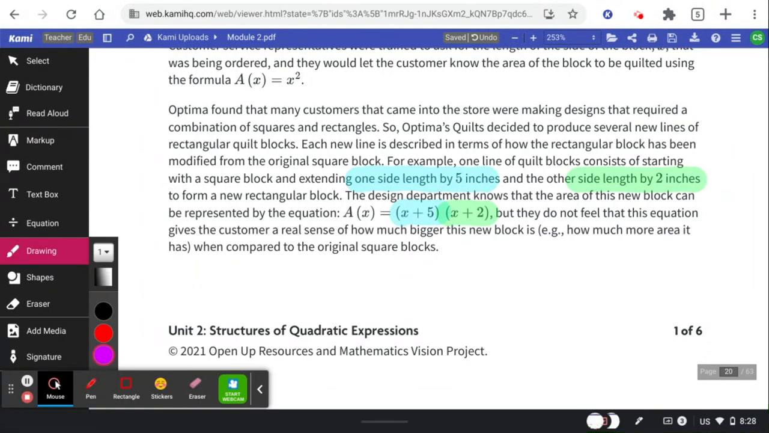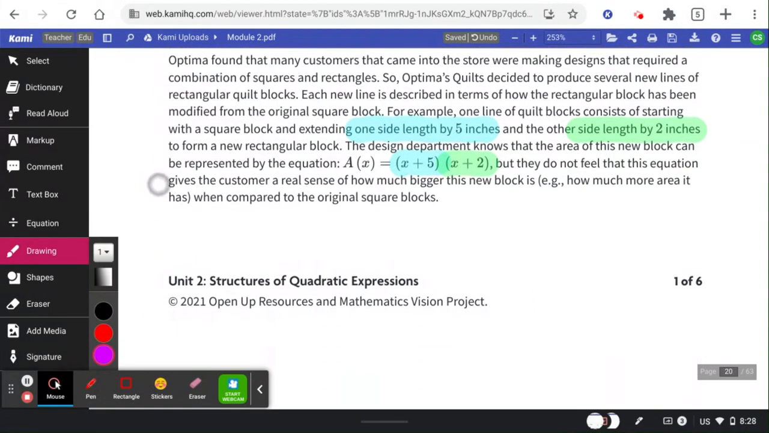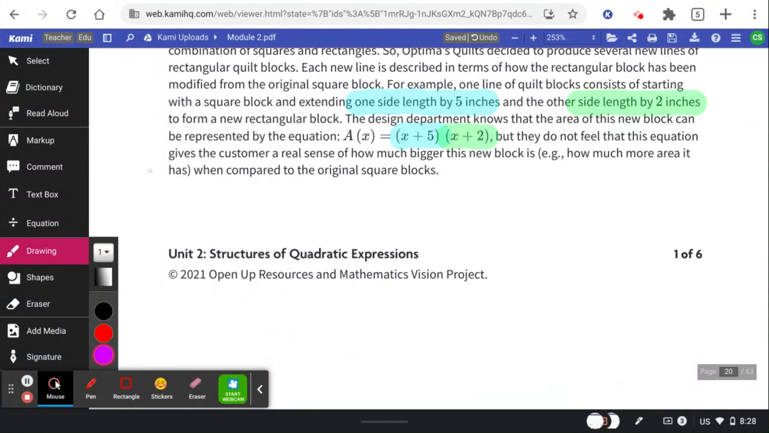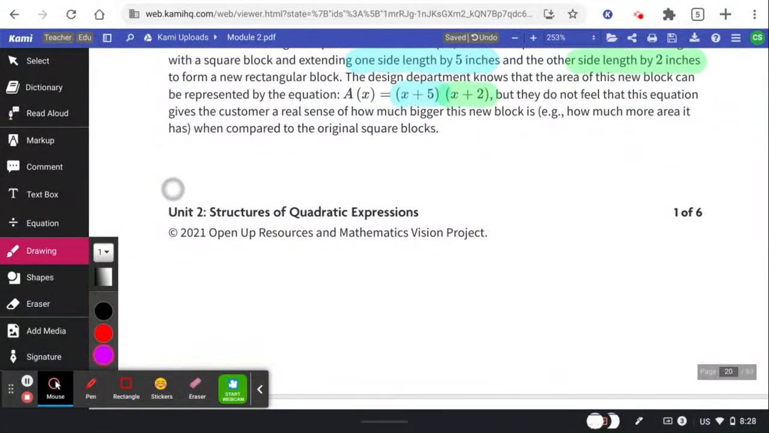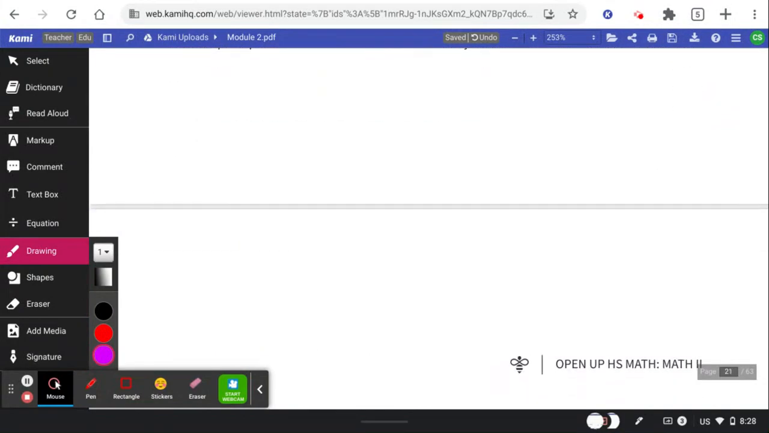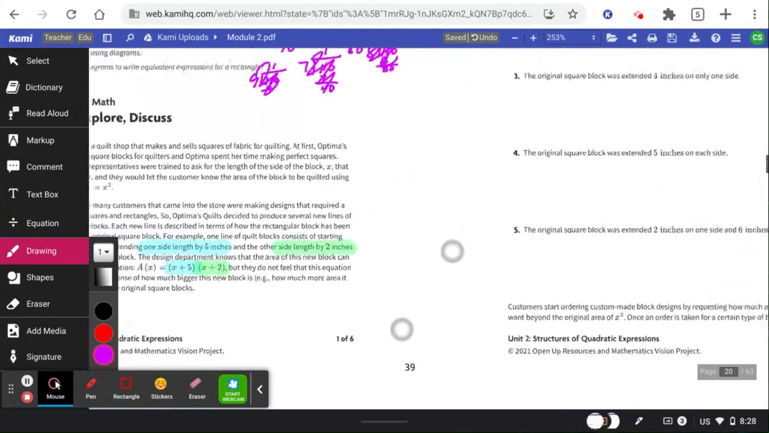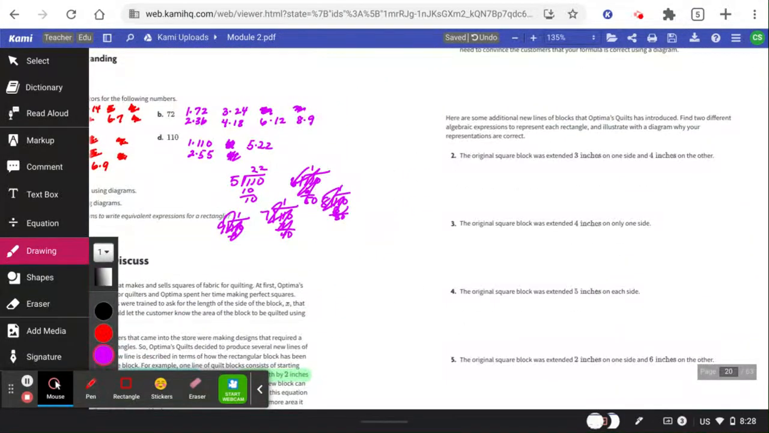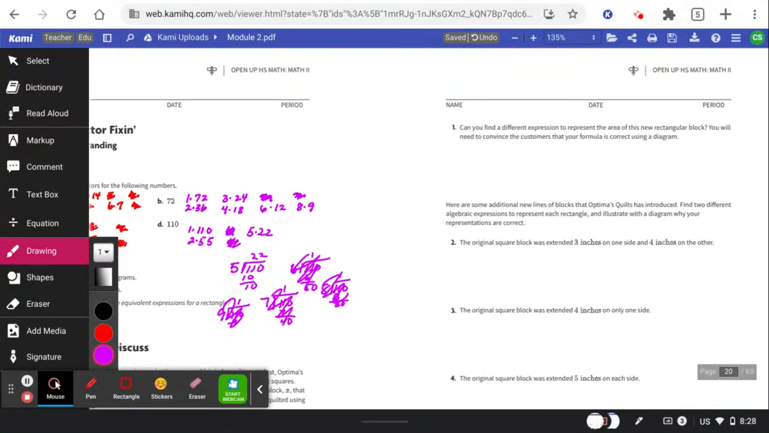So the design department knows that the area of this new block can be represented by this equation, but they don't feel this equation gives a real sense of how much bigger the new block is, or how much area, when compared to the original. So, can you find a different expression to represent the area of the new rectangular block? You need to convince the customers using a diagram.